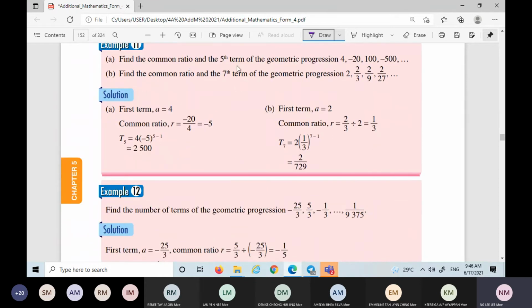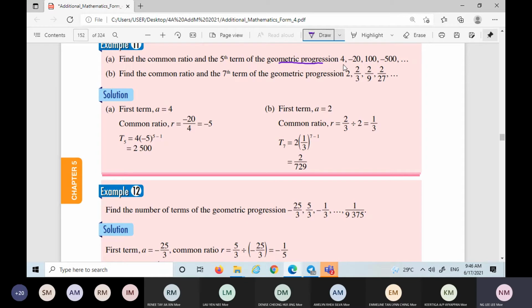Find the common ratio and the fifth term of these geometric progressions. If the question tells you this is a geometric progression, you don't have to test already, not like the previous example. They're asking whether this is a geometric progression or not, so you've got to test by finding the ratio. This one they already told you it is a geometric progression, so you don't have to test again.